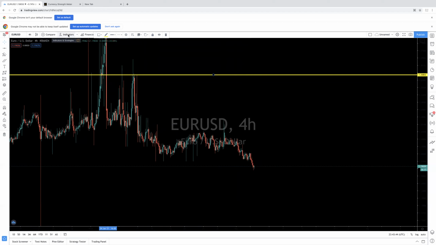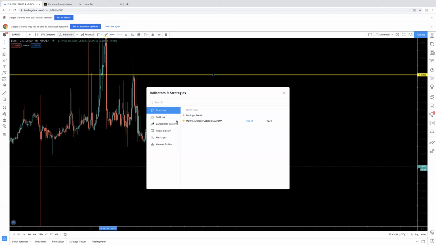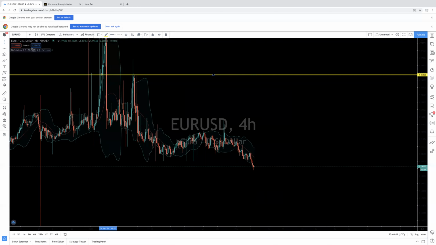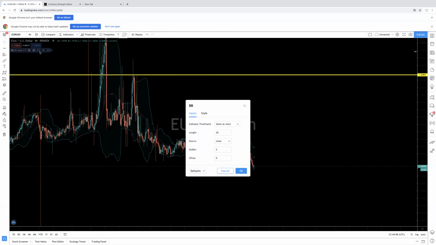You want to go to indicators here on the top left and type Bollinger Bands in the search bar. Once you start typing BOLLIN, it'll come up itself, and you go to the one that just says Bands. I put a star next to mine because it's one of my regular ones that I do utilize. So this is our Bollinger Bands here, guys. Let's go ahead and do some tweaking to this.